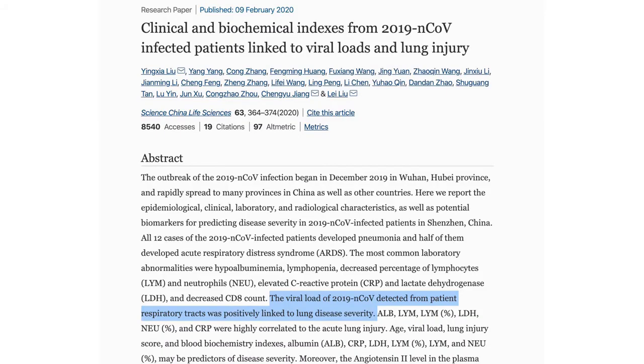Okay, number three, the amount of virus that you get into your body likely determines how sick you get. This is what we call the viral load, and this was demonstrated in this study.